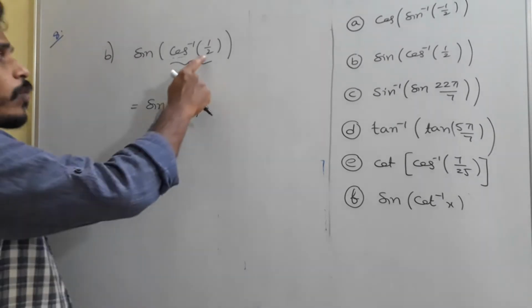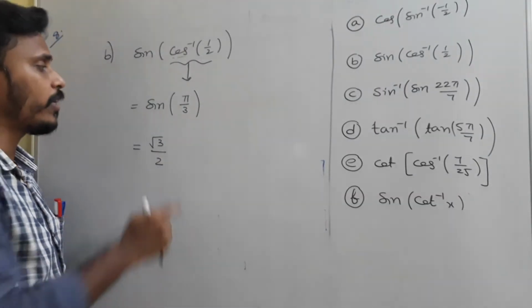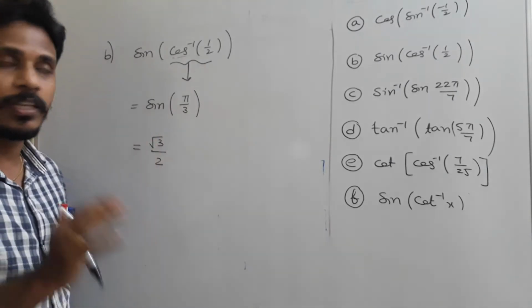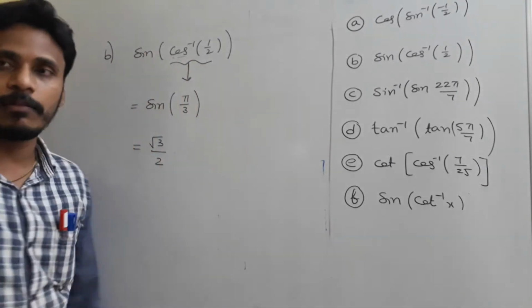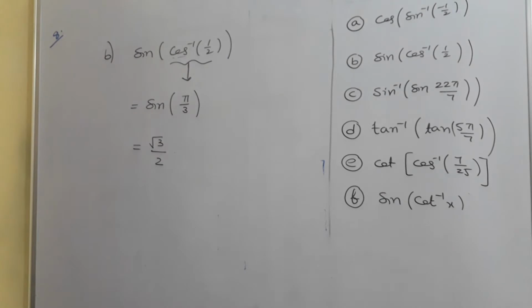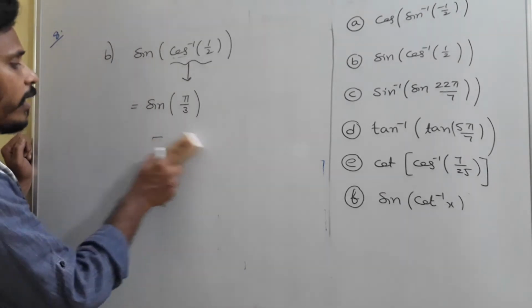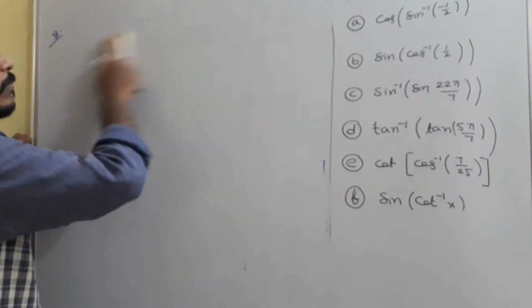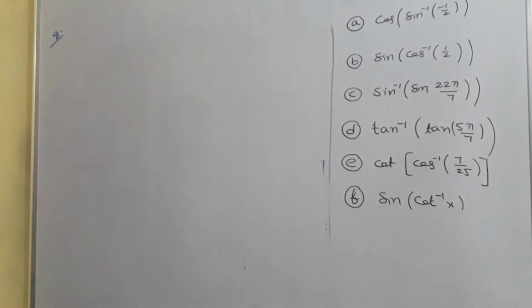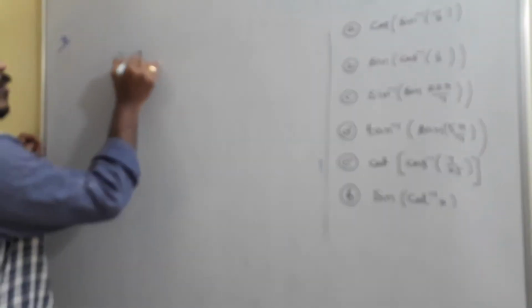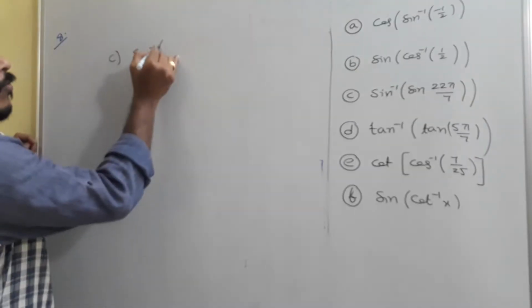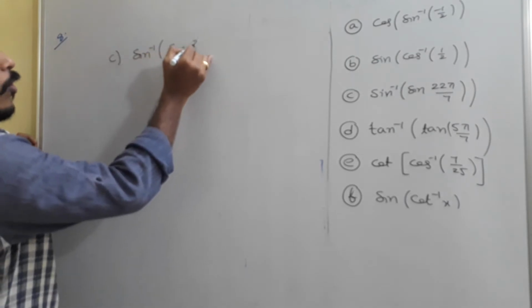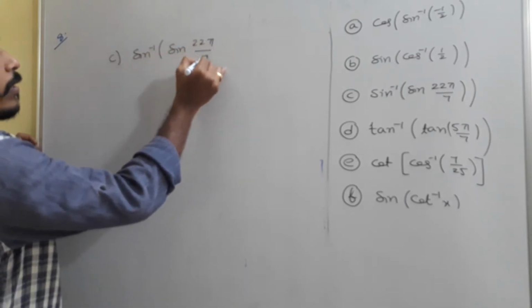So here this 1 by 2 is positive, so cos inverse of 1 by 2 is simply pi by 3. So sine of pi by 3 is root 3 by 2, and your answer for the second bit is again root 3 by 2. Then coming to C: sine inverse of 22 pi by 7.